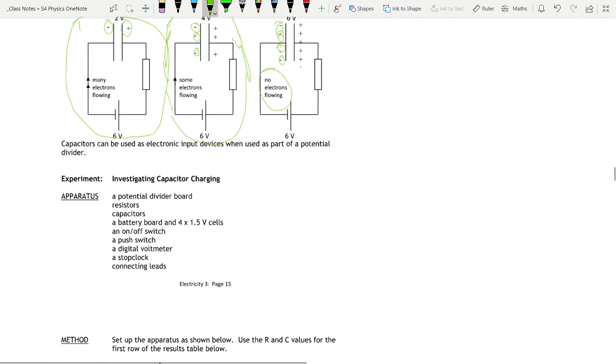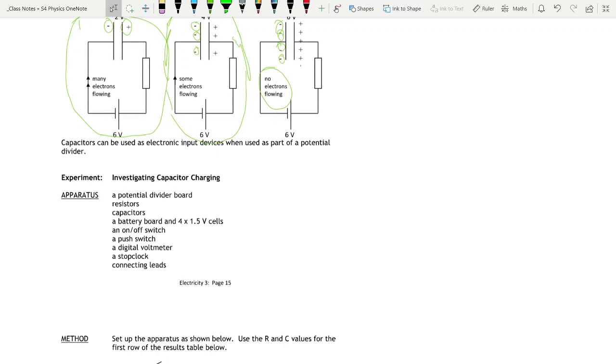And capacitors can be used as electronic input devices when part of a potential divider. So again, you can use these in circuits just like we use thermistors, light-dependent resistors, switches and things like that. You can use them in the same kind of way. But capacitors tend to take a little bit of time to charge up, so that's why they are used in time circuits.